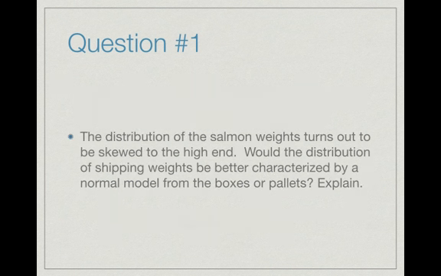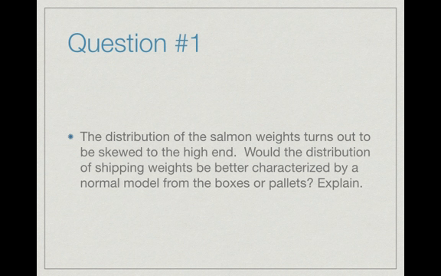All right, back to the question. Then we have a second part. The distribution of the salmon weights turns out to be skewed to the high end. Would the distribution of shipping weights be better characterized by a normal model from the boxes or the pallets? Okay, so we want to know boxes or pallets. Which one would best give us the closest distribution to a normal model? And in this case, it would be the pallets.